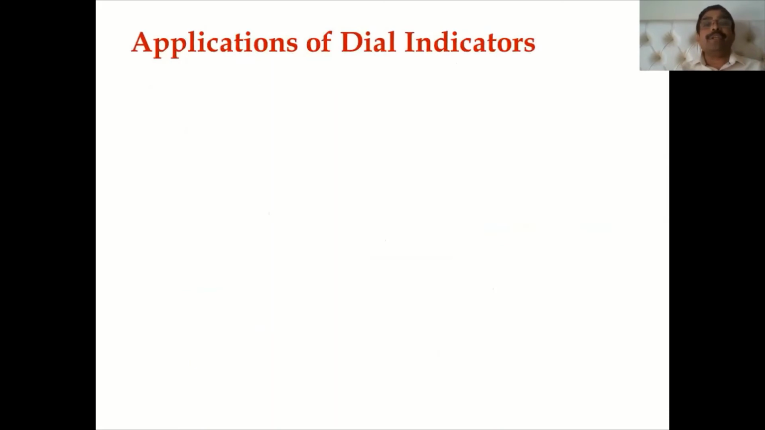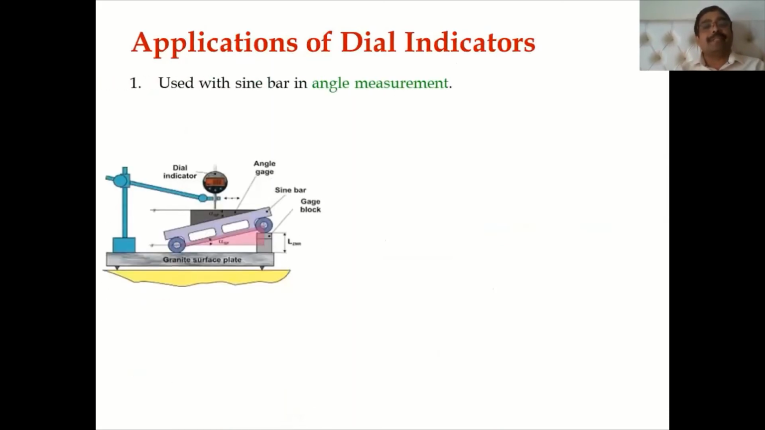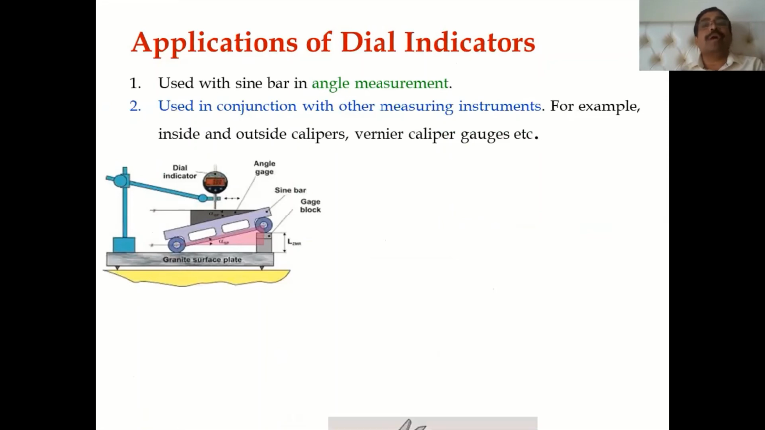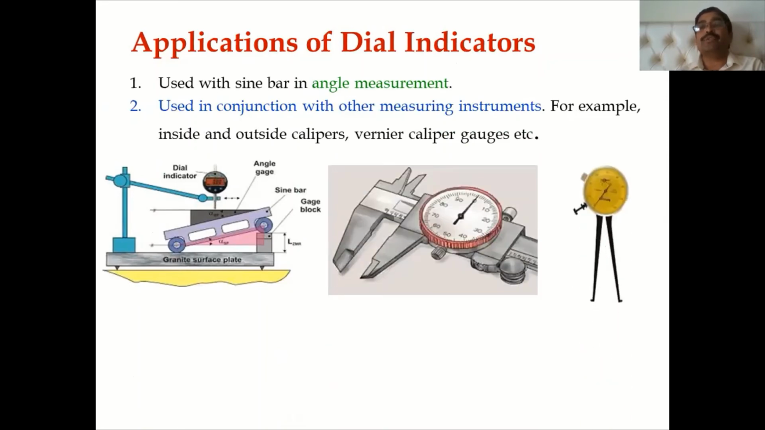Then the application of the dial indicator. It is used in the sine bar, which is shown here. The dial indicator is also used in the vernier micrometer. You can see here I have shown the dial indicator being used with the vernier caliper. This is again an inside caliper. Here also we are using the dial gauge.